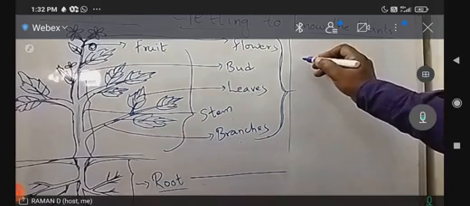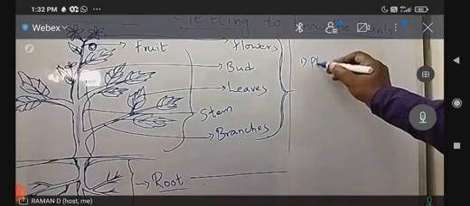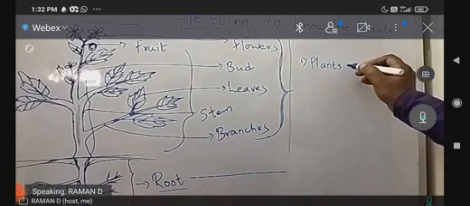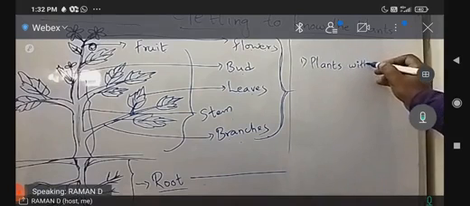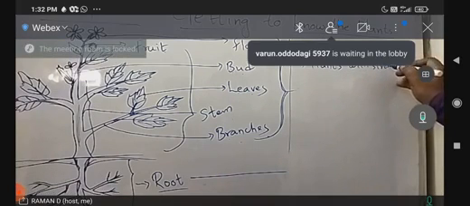What are they? Plants with strong stems.